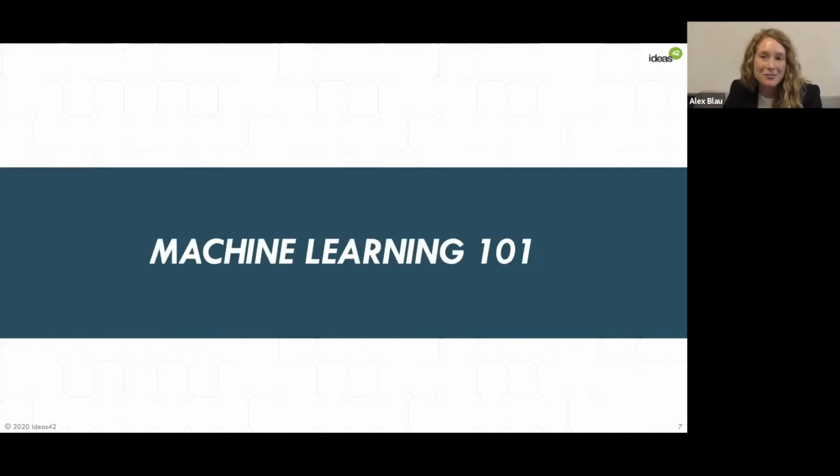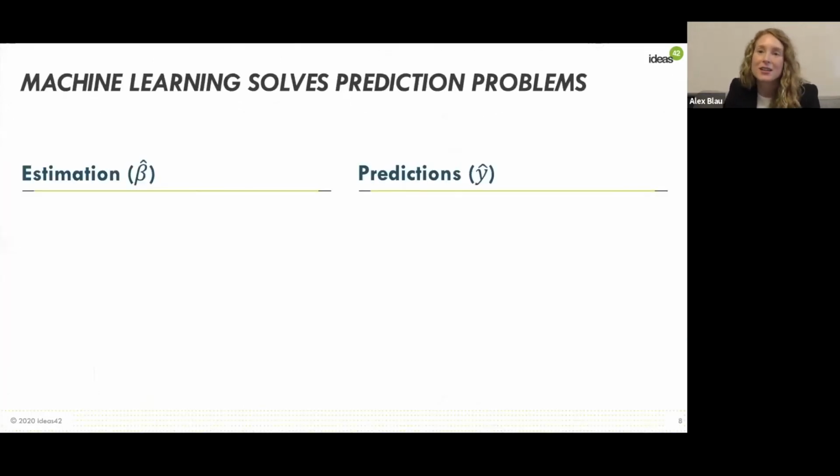And with that, we will get into Machine Learning 101. So what is machine learning? Well, the first thing to know is that machine learning solves prediction problems.